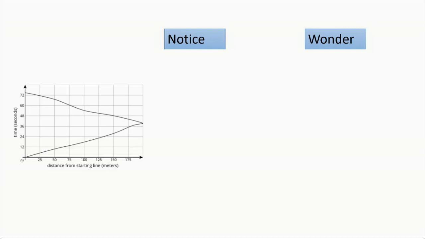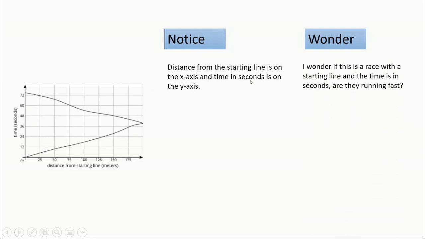All right, welcome back. So let's look and see what our first notice is going to be. We notice that the distance from the starting line is on the x-axis and the time in seconds is on the y-axis. Now, isn't that interesting? Isn't it usually the other way around? Something to think about. Then I wonder if this is a race with the starting line and the time is in seconds. Are they running fast or are they running slow? That's a good thing to consider.